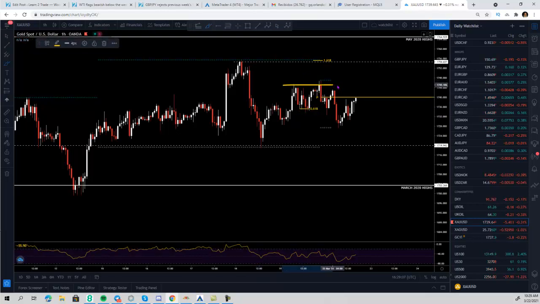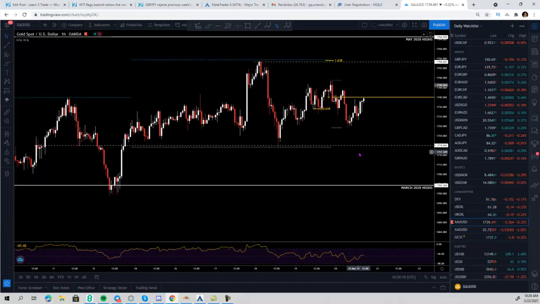And we took profits right here where we should have taken profits. And we moved the stop to break even. And at the open on Sunday, we got stopped out at break even on the rest of our position. But where really is gold going?